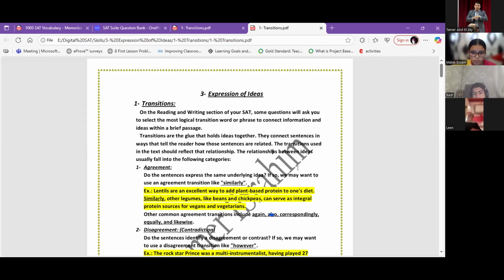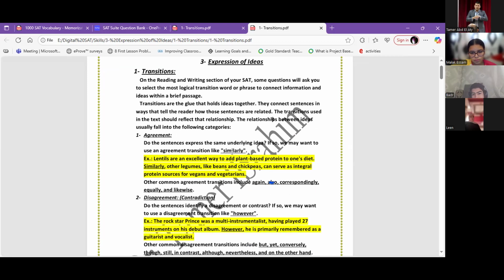And in agreement, we have words that, if we put them between two sentences, will let the reader understand that what comes after agrees with what comes before. And we can call it similarity. Tamer is a good football player. Similarly, he plays well. Done. So one of the words that show agreement or similarity is similarly. We have other words like again, correspondingly, equally, likewise. With these transitions, what comes before agrees with what comes after.